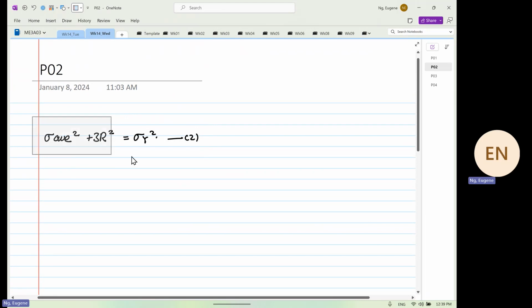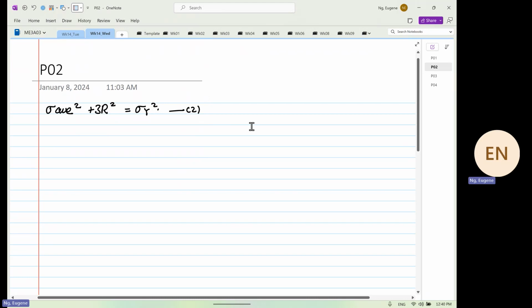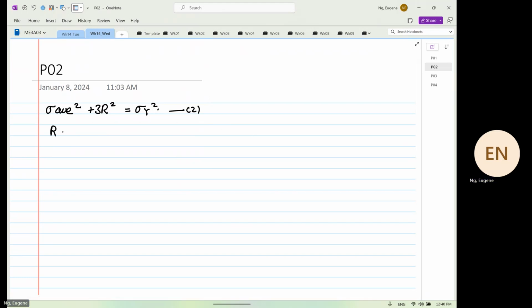So we're going to determine R. We just need to rearrange this equation. So R will be equal to the square root of (stress U squared minus stress average squared), and then the whole thing divided by 3. All these values we have, right?